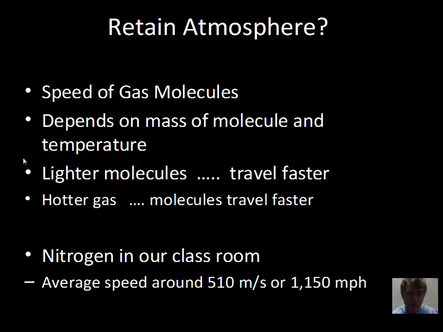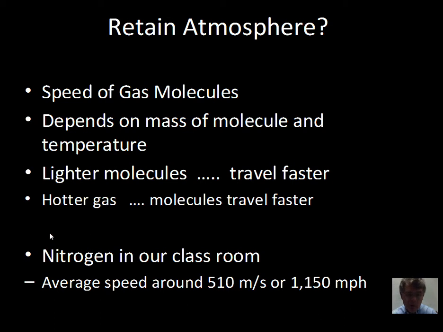So, are we going to retain an atmosphere? Well, it depends on how fast they're going, and that will depend on the type of molecule and the temperature. We talked about the temperature effect earlier, but it turns out there's a mass effect of the molecules as well. The lighter molecules travel much faster than the heavier molecules. And we talked about this, hotter gas, the molecules travel faster.